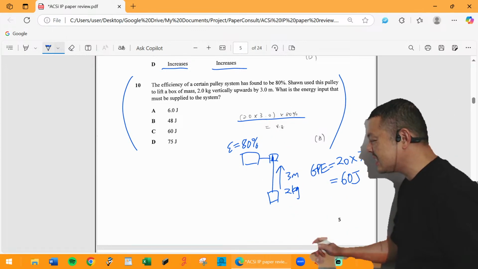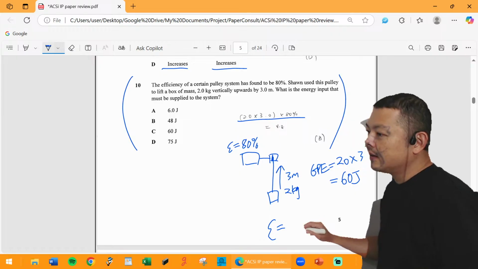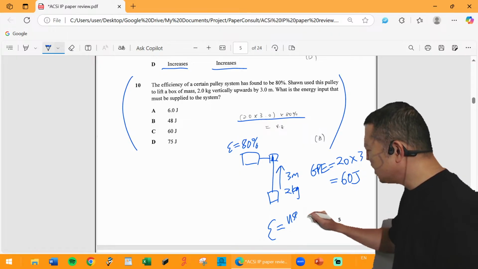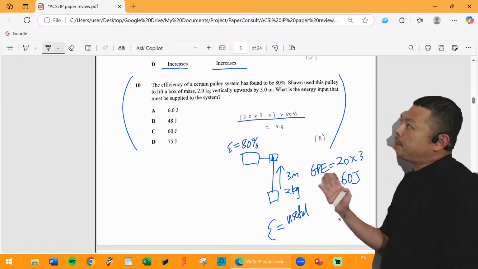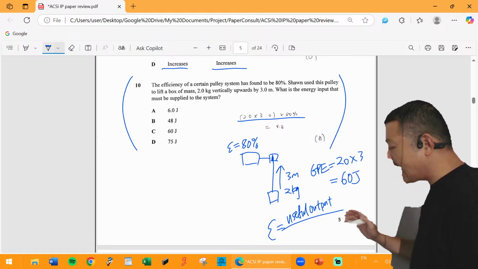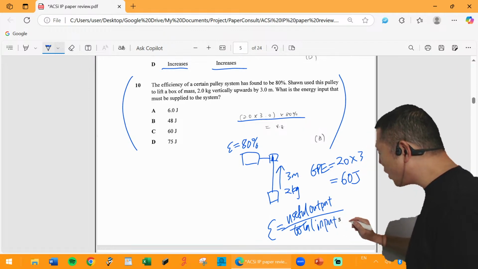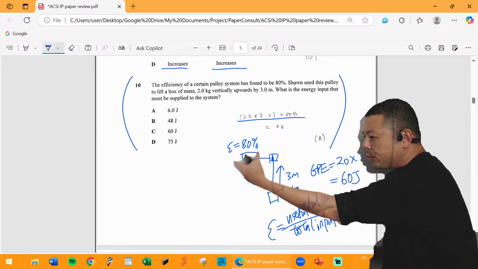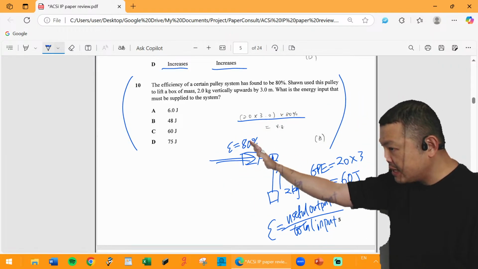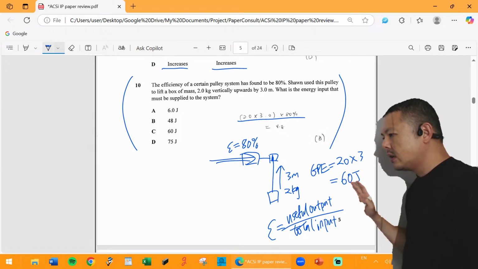Do you remember what efficiency stands for? Definition of efficiency? Useful output, either energy or power, divided by total input. And the question is asking you how much total input is there. So how much input do you need to give it? If it's 80% efficient, it means it will waste 20% to heat, and then 80% comes out as the 60 joules.